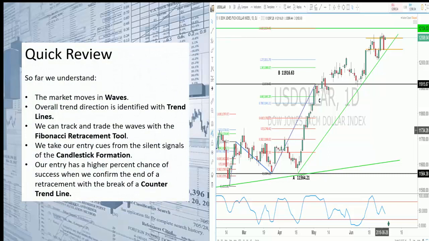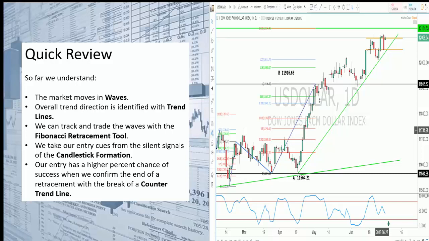Okay, so quick review here based on what we've discussed so far. We've been building up to the culmination of this series from the beginning until now. So far, we've been able to understand and master that the market moves in waves, never in a straight line, that we can identify the overall trend direction by using trend lines. The intensity of that trend can also be measured with how aggressive the trend lines are. We can track and trade the waves by using the Fibonacci retracement tool, right? Either monitoring the ABCD pattern or the Elliott wave pattern, essentially the exact same thing, except for the fact that Elliott waves expect the market to reverse after about 5 waves.